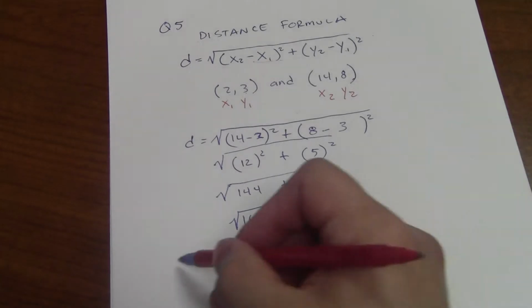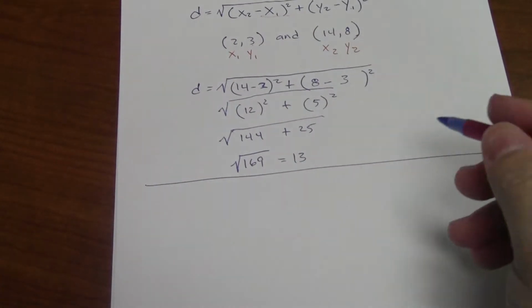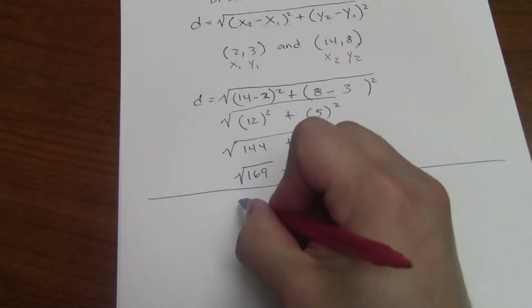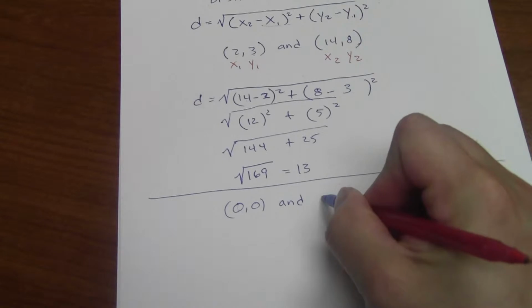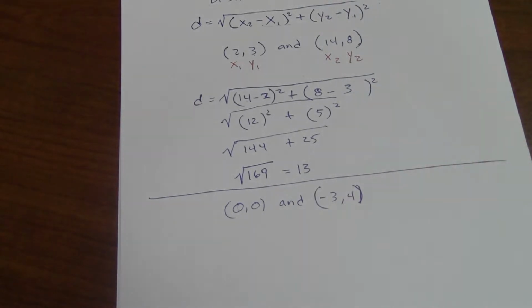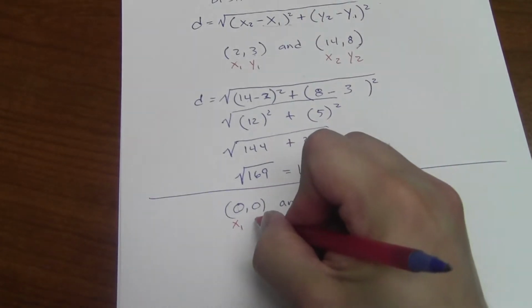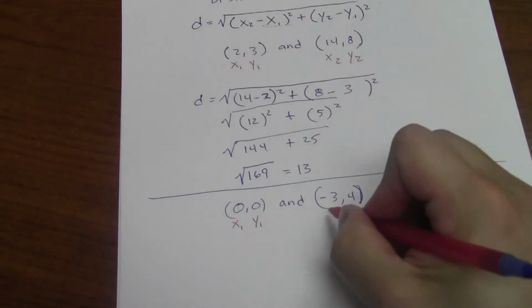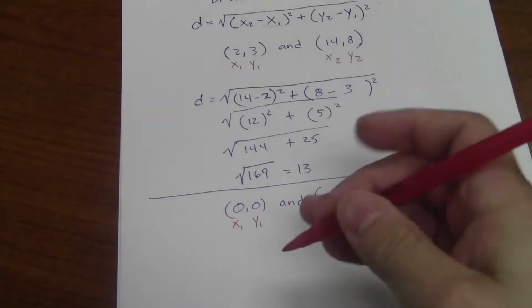Let's do one more. All right, make sure you label stuff and then you should be okay. All right, so let's say we got 0, 0, and we have minus 3, 4. All right, let's label them. x1, y1, x2, y2. All right, let's plug it in.